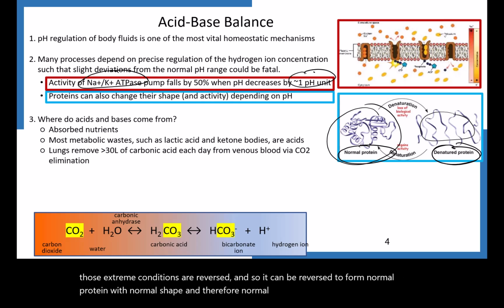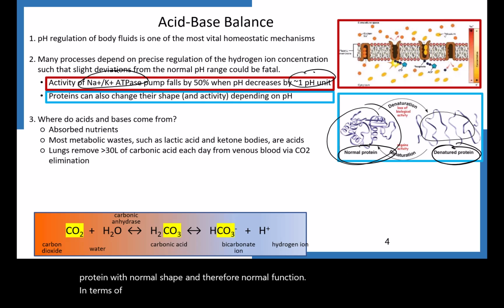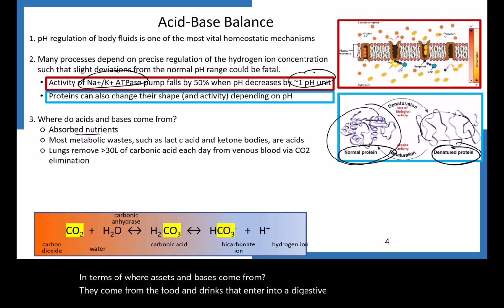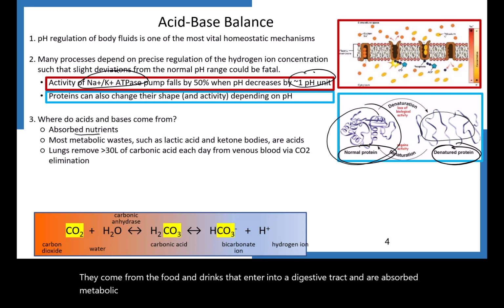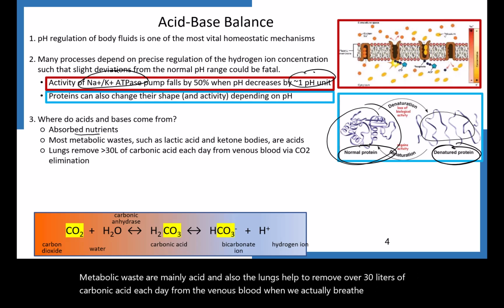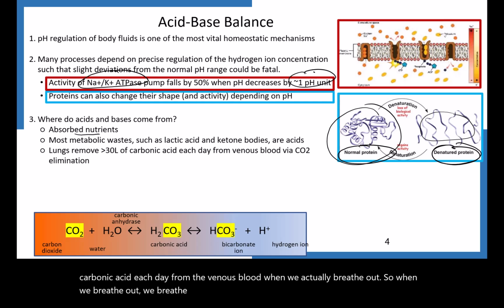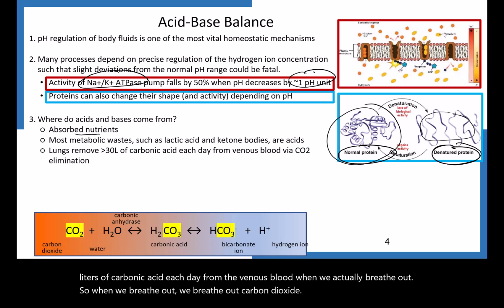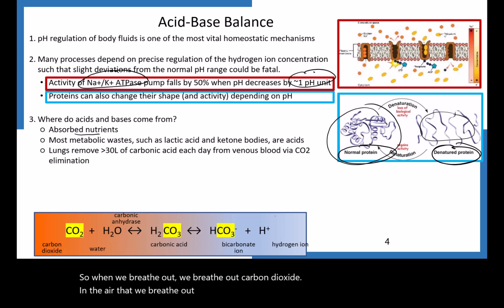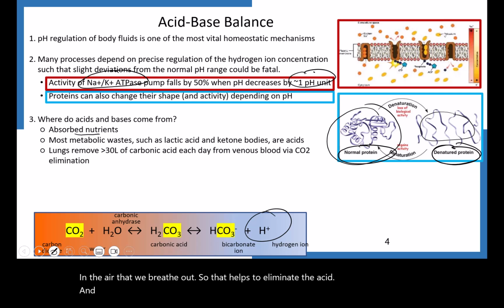In terms of where acids and bases come from, they come from the food and drinks that enter into our digestive tract and are absorbed. Metabolic wastes are mainly acid, and also the lungs help to remove over 30 liters of carbonic acid each day from the venous blood when we actually breathe out. So when we breathe out carbon dioxide in the air that we breathe out, that helps to eliminate the acid and the hydrogen ions in our blood.